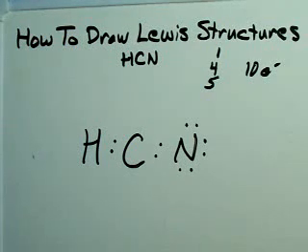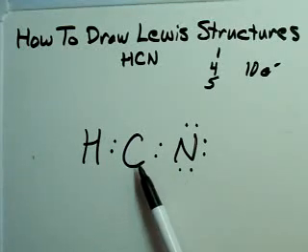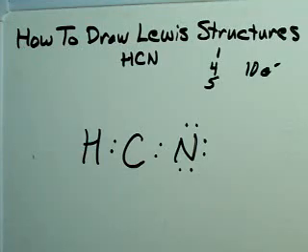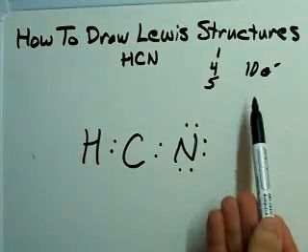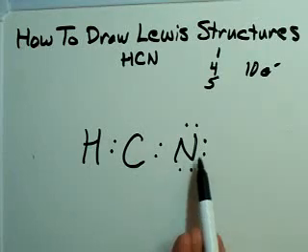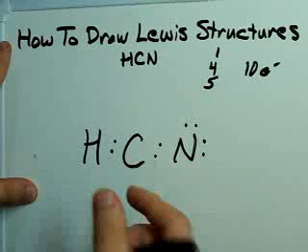Step 5 is to make sure that all of your atoms satisfy the octet rule by the end. In this case, hydrogen does, nitrogen does, but carbon does not. Carbon needs 8 electrons around it. We're out of electrons. We can't just add more. We have to move some from an adjacent atom. In this case, nitrogen has plenty of electrons around it that it may be willing to share. So let's move these 2 electrons here.